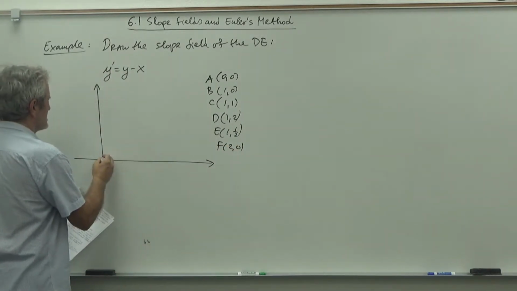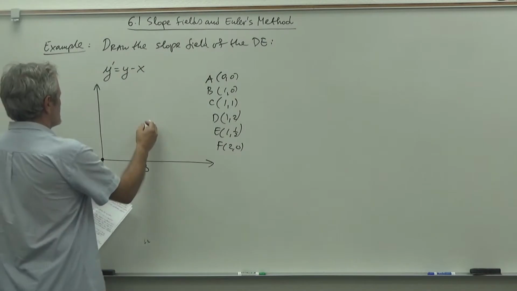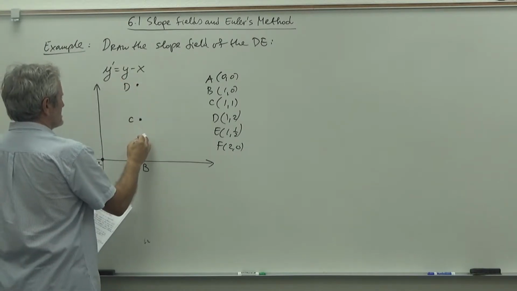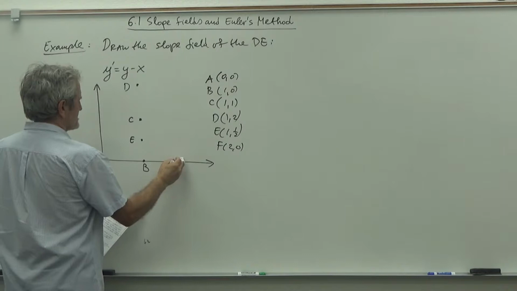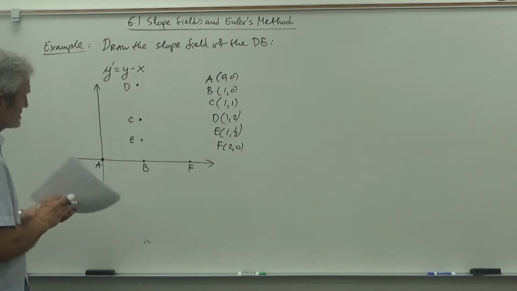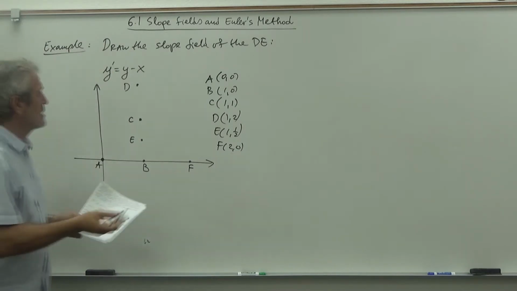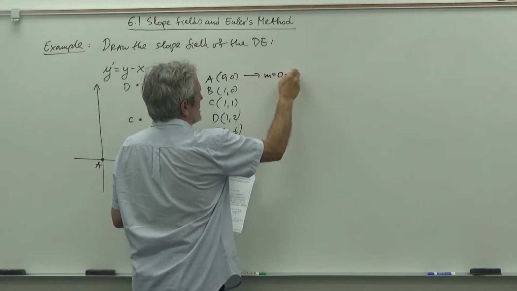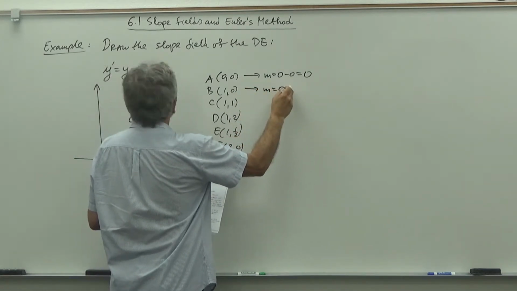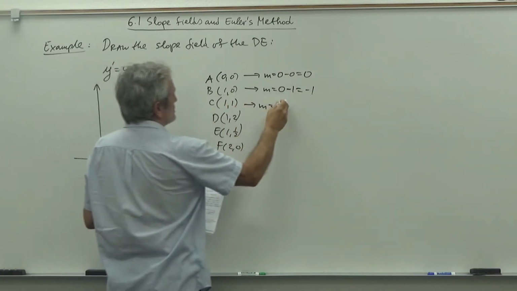So here is A, and then let's say B is here, and then C is here, and D is here, and then E is here, and then F is here. So what happens then? At each of those points, since we have both the x and y coordinates, we just calculate y prime, and that's our slope. So for example here, m equals 0 minus 0, I just call the slope m0. Here, m equals y minus x, it's 0 minus 1, so it's negative 1. Here m equals 1 minus 1, which is 0.